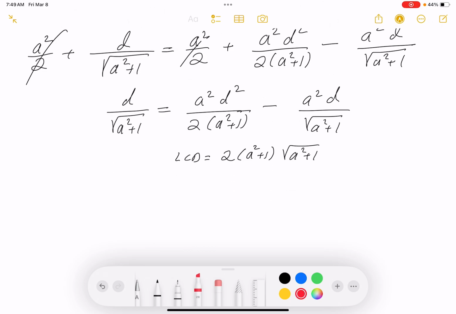Now, I don't certainly want to write that down, but I'm going to multiply this term by that, then this one, and then this one over here. And like I always say, you've got to be careful. So I'm going to get 2. I'm going to get a d.